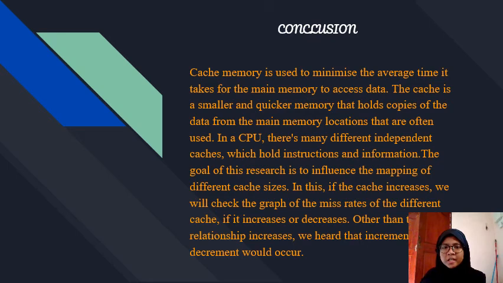In conclusion, cache memory is used to minimize the average time it takes to access data from the main memory. The cache is a smaller and quicker memory that holds copies of the data from the main memory locations that are often used. In a CPU, there are many different independent caches which hold instructions and information.